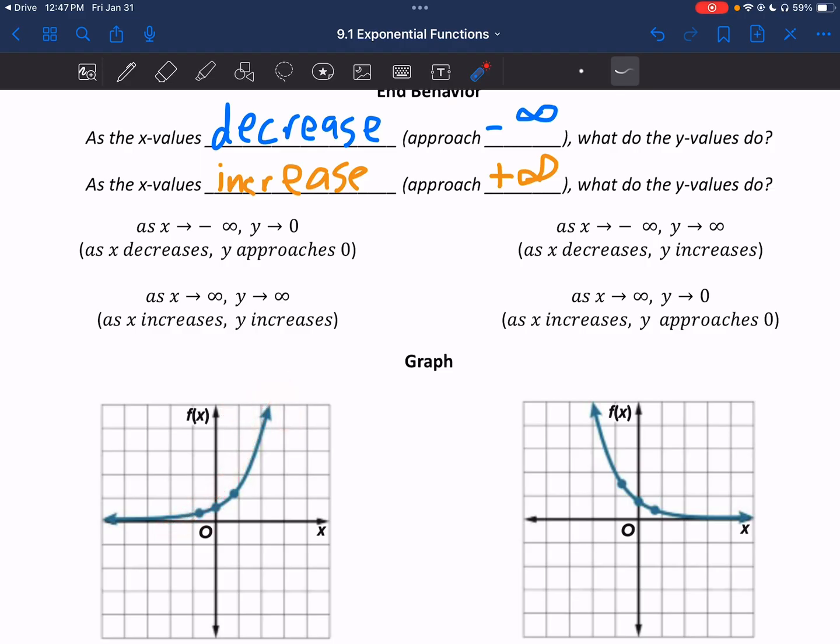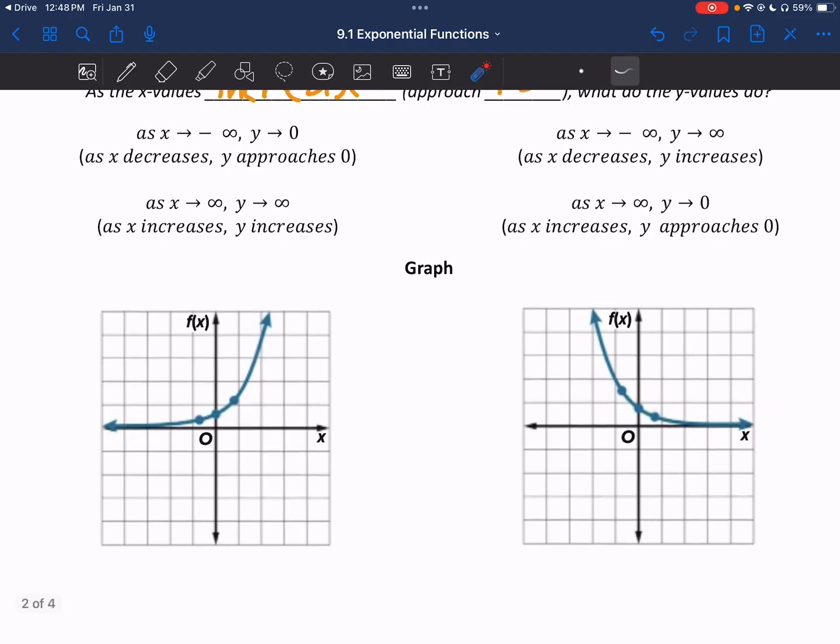Now, on an exponential decay equation, this is one that has a fraction less than 1 as the base. As x decreases, as our x values go to the left, what's happening? Our y value is increasing to infinity. As our x values go towards positive infinity, we are approaching zero. These are our two graphs of an exponential equation. Exponential growth on the left, exponential decay on the right.